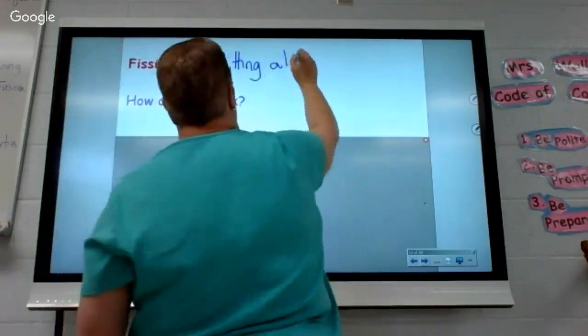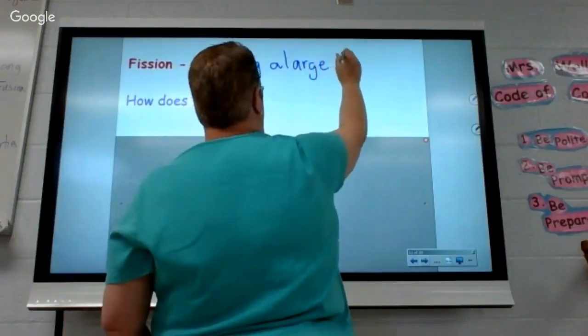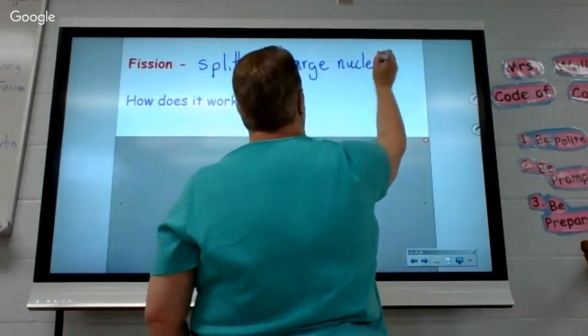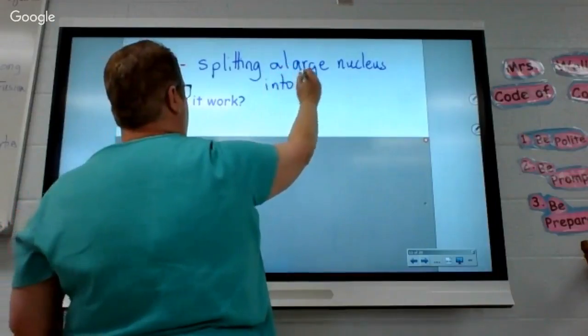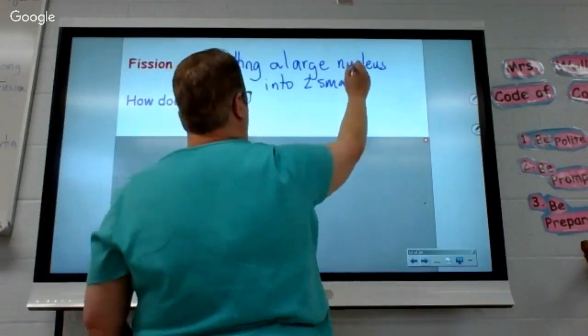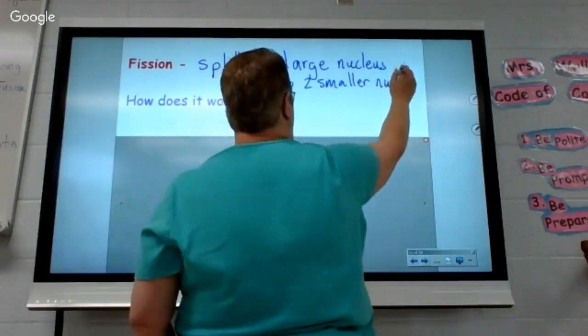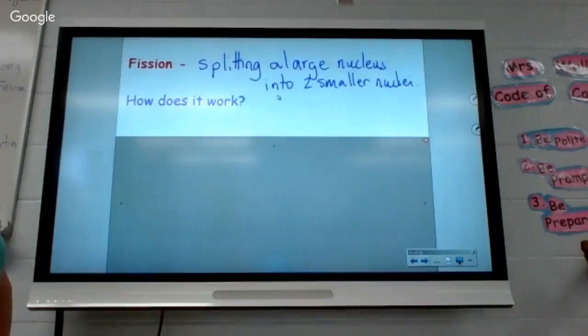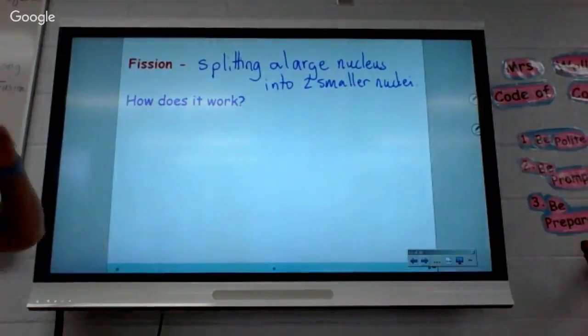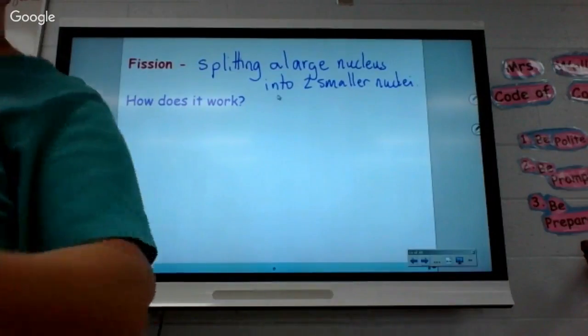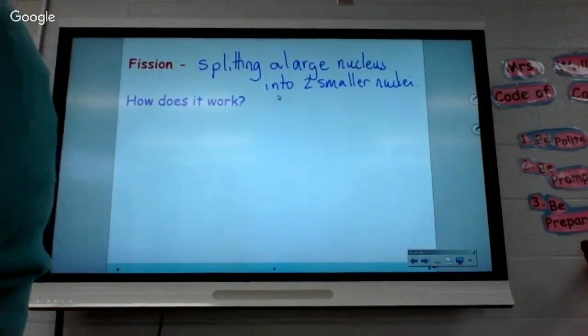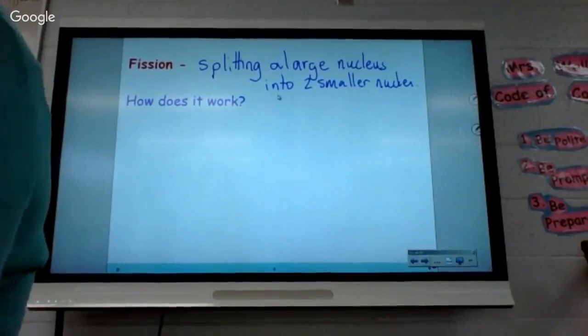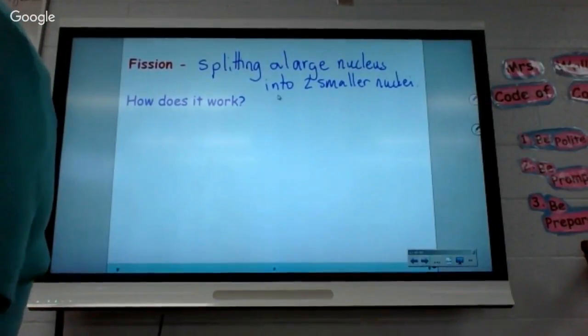a large nucleus into 2 smaller nuclei. It's a splitting of a large nucleus into 2 smaller nuclei. Now, I'm going to write a nuclear fission reaction on the board and put the real numbers in it instead of making one up. But you do not need to know the numbers for the exam.